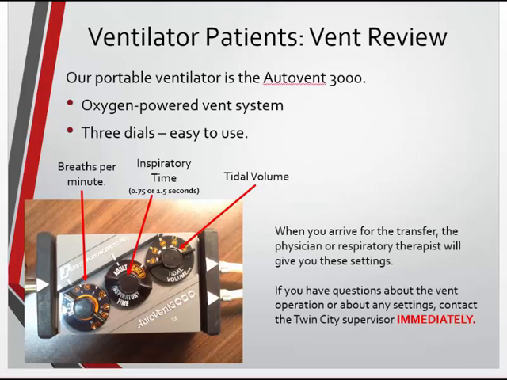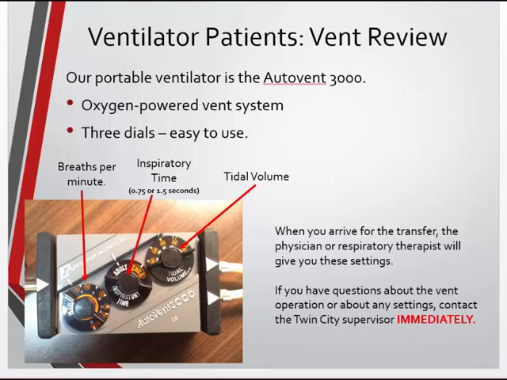Last part of this, real quick, we're going to go over the ventilator, and we have 3 of these. There's one on the paramedic supervisor truck, there's one at Suburban Hospital, and then there's a third backup one floating around someplace. It's fairly easy. It's oxygen powered. It's got 3 dials, so you really can't make mistakes on this. I guess you can if you try hard, but it's fairly easy to use.